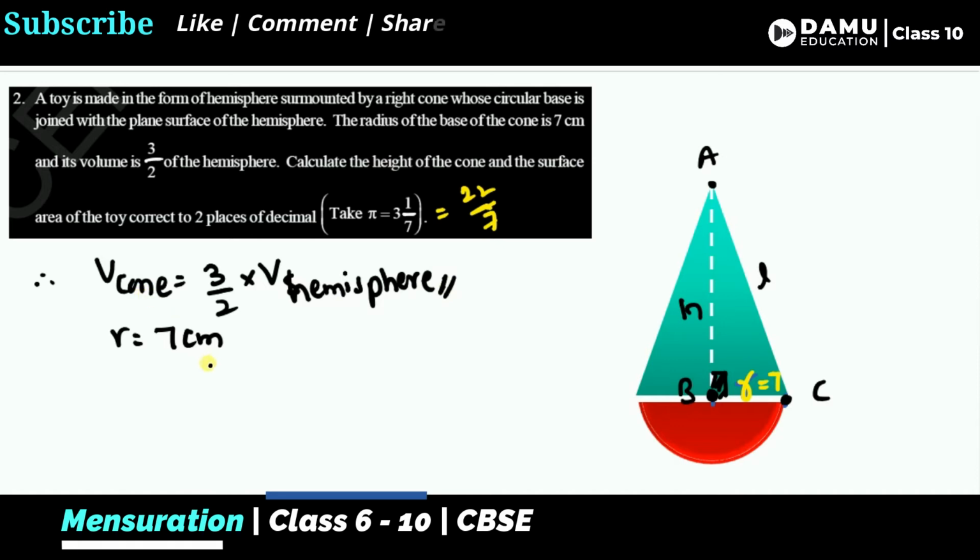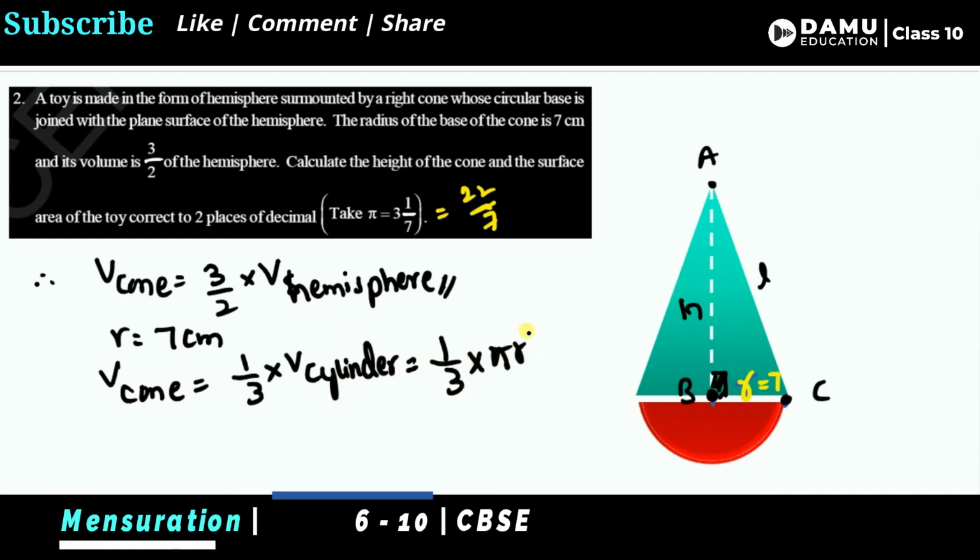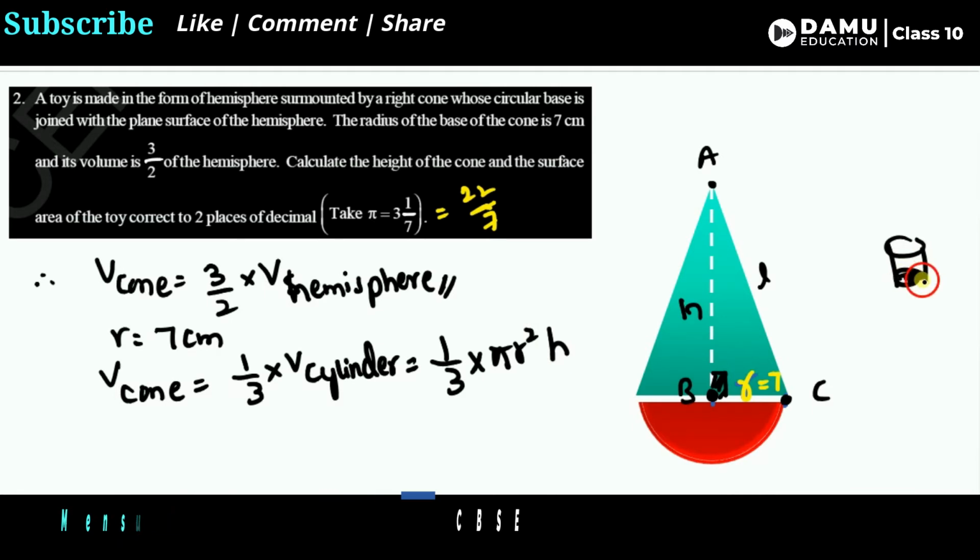Volume of the cone is 1/3 of the volume of the cylinder. The volume of the cylinder is pi r square h. Let's take this as the cylinder. The area of the circle is pi r square, and it is extended up to the height h.